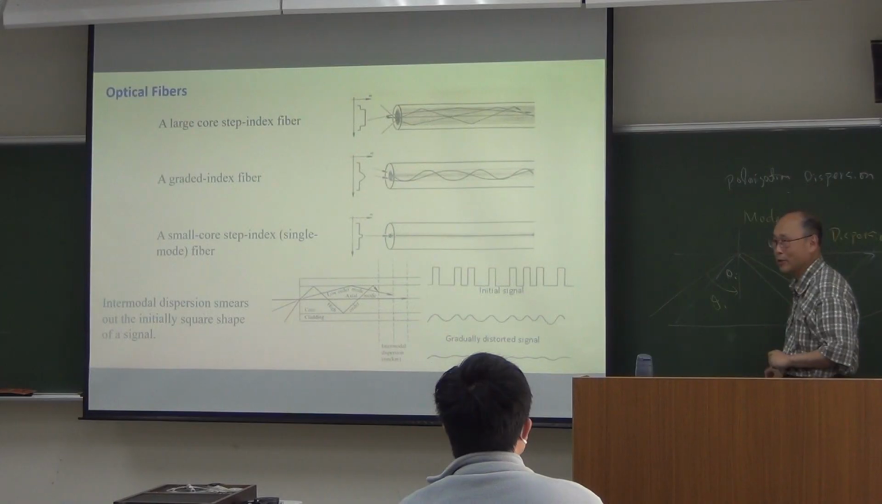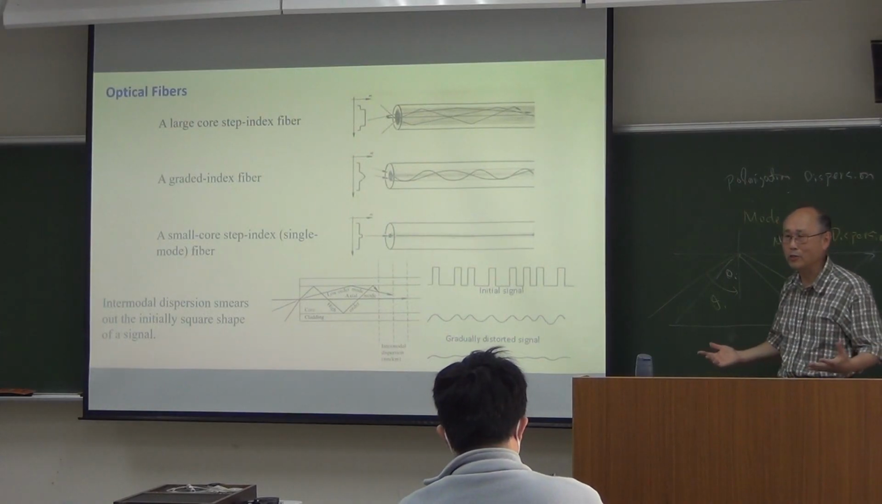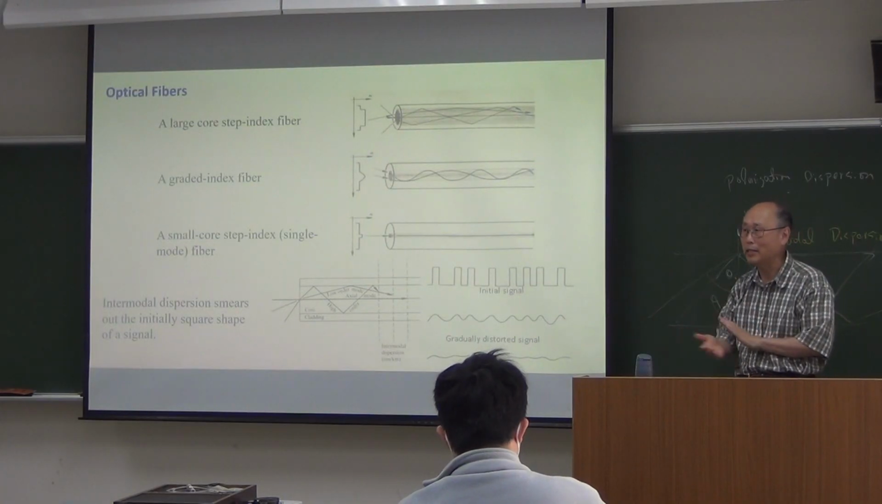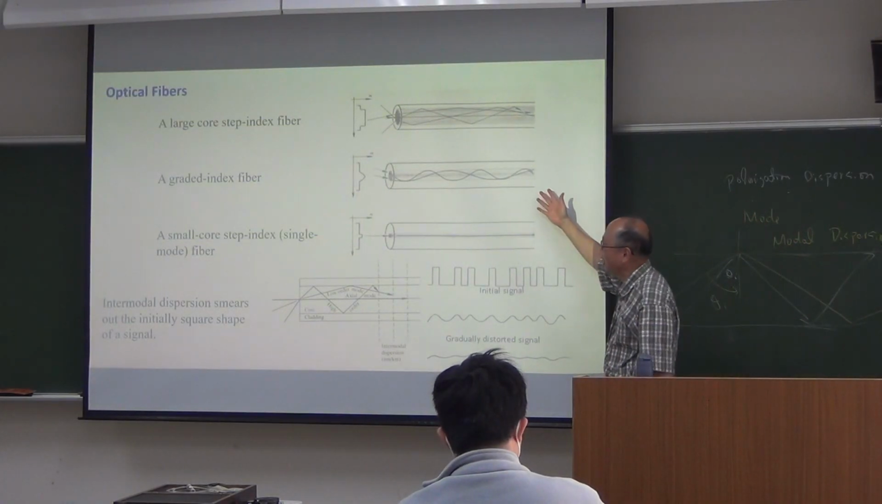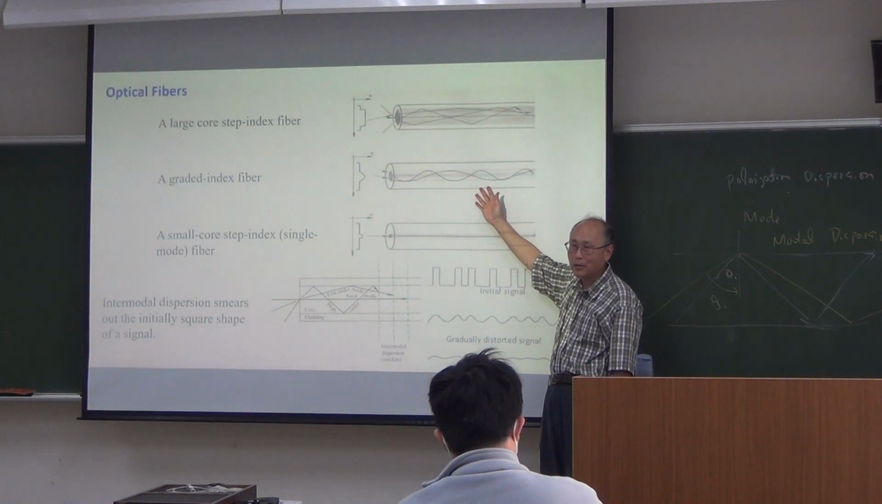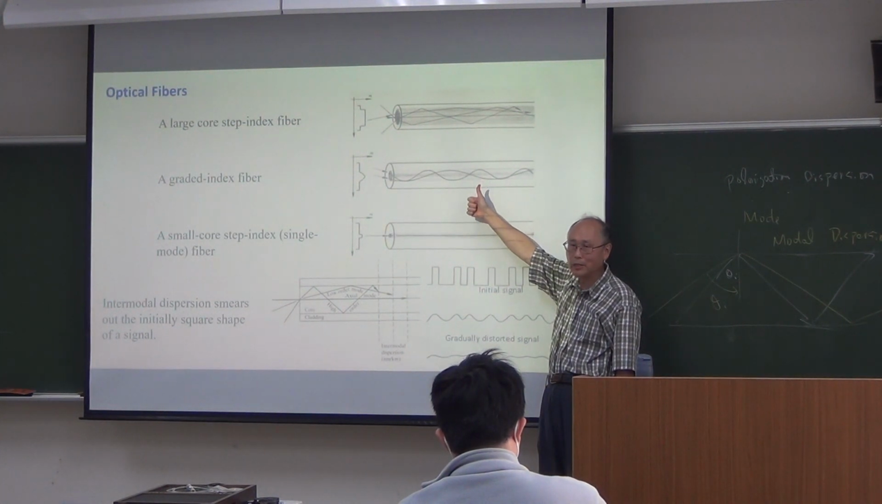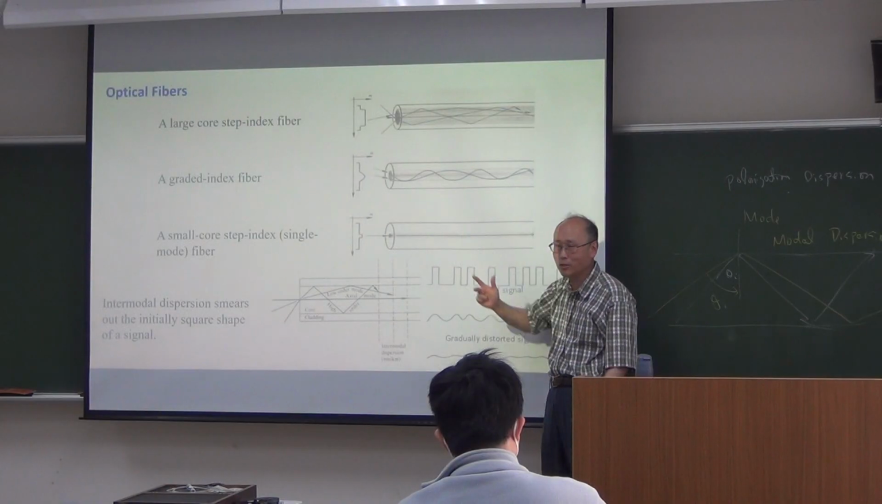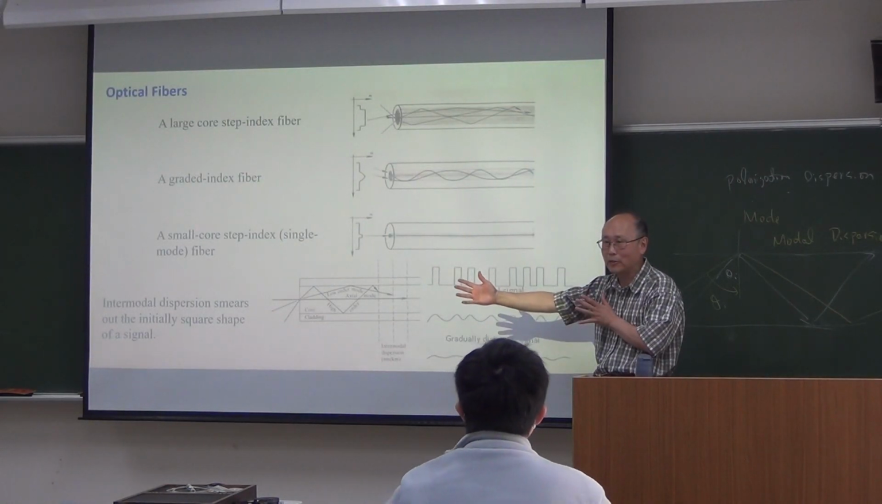And we call this polarization dispersion, because different polarizations of the light will see different refractive indices and propagate at different speeds. Okay. So in this optical fiber, there are three kinds of dispersion. Number one, material dispersion. Number two, modal dispersion. Number three, polarization dispersion. And that causes the signal to propagate at different speeds.